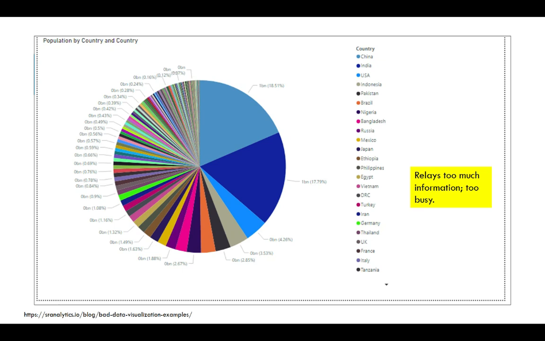Also, the colors are a little hard to distinguish. I mean, look at Pakistan, and I'm looking at the legend here, and compare that to Tanzania at the bottom. So Pakistan near the top, Tanzania near the bottom. I don't think I can tell the difference in those colors. So clearly we all agree this is not a good example of data visualization. It's supposed to be population by country, and I don't understand the title, population by country and country. So I'm just at a loss.